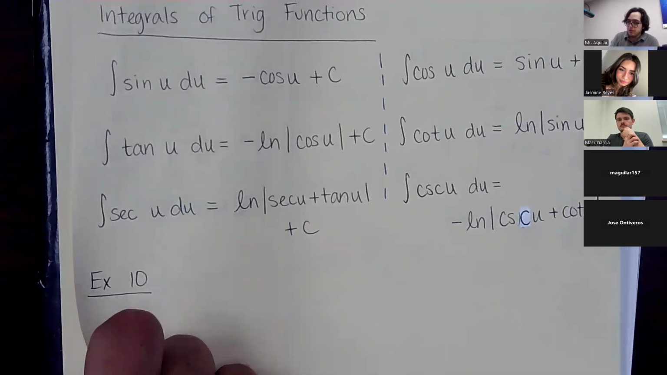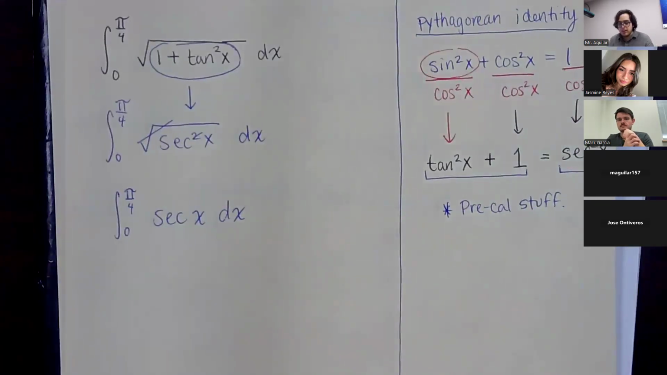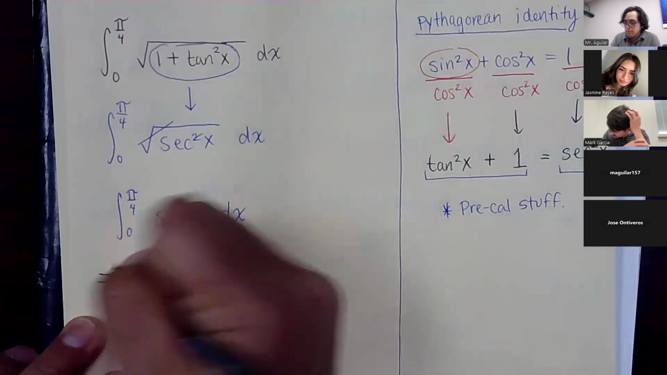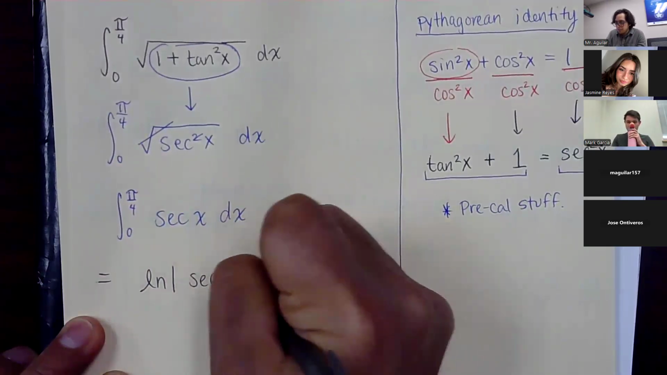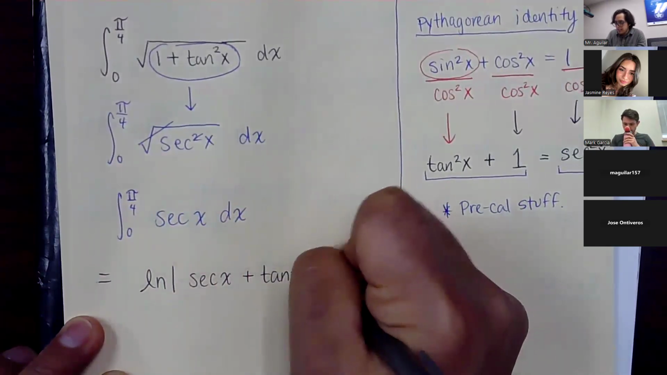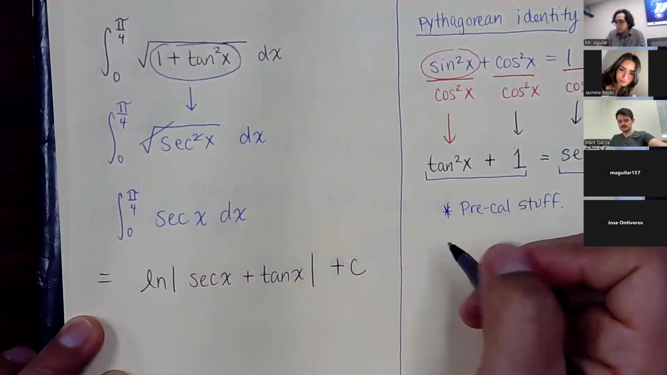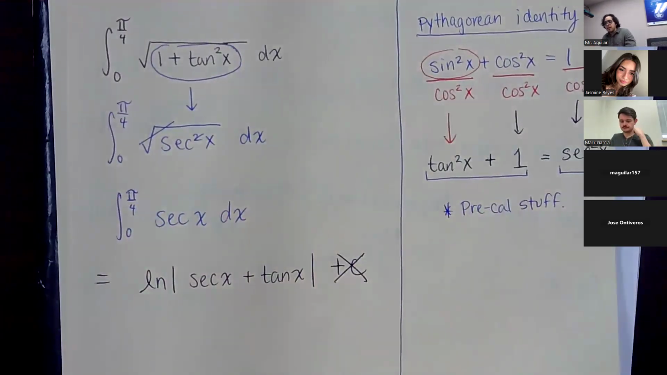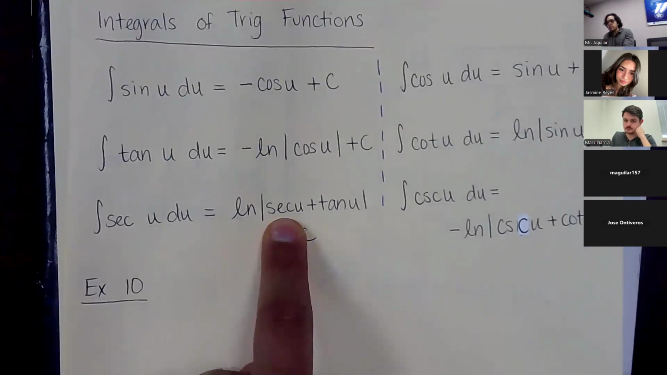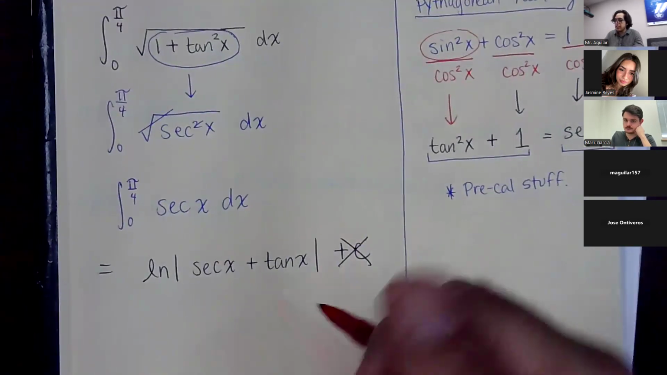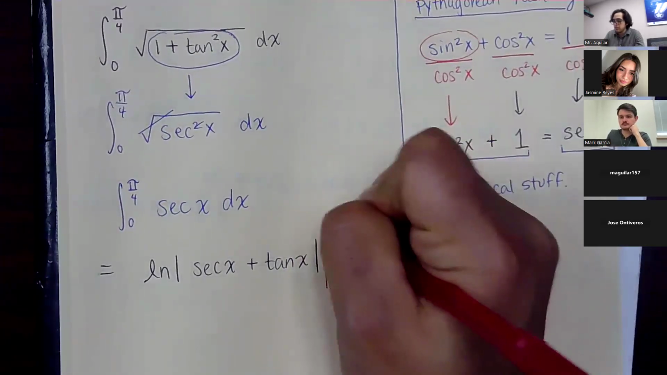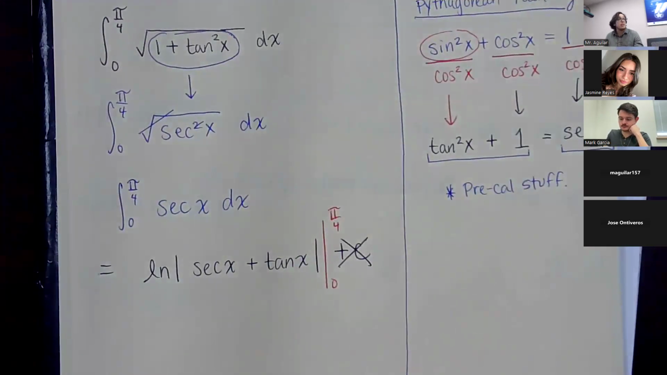Secant and then tangent. Okay, so then this is just going to be, I've already forgotten it. It's the natural log of secant x plus tangent x plus c. But we're not doing plus c here because we're actually doing a definite integral. Let me just double check. Natural log of this plus that in the absolute value plus c. But we're not doing an indefinite integral, so we can actually evaluate this from 0 to pi over 4. And we're going to really just let the calculator do that heavy lifting for us.